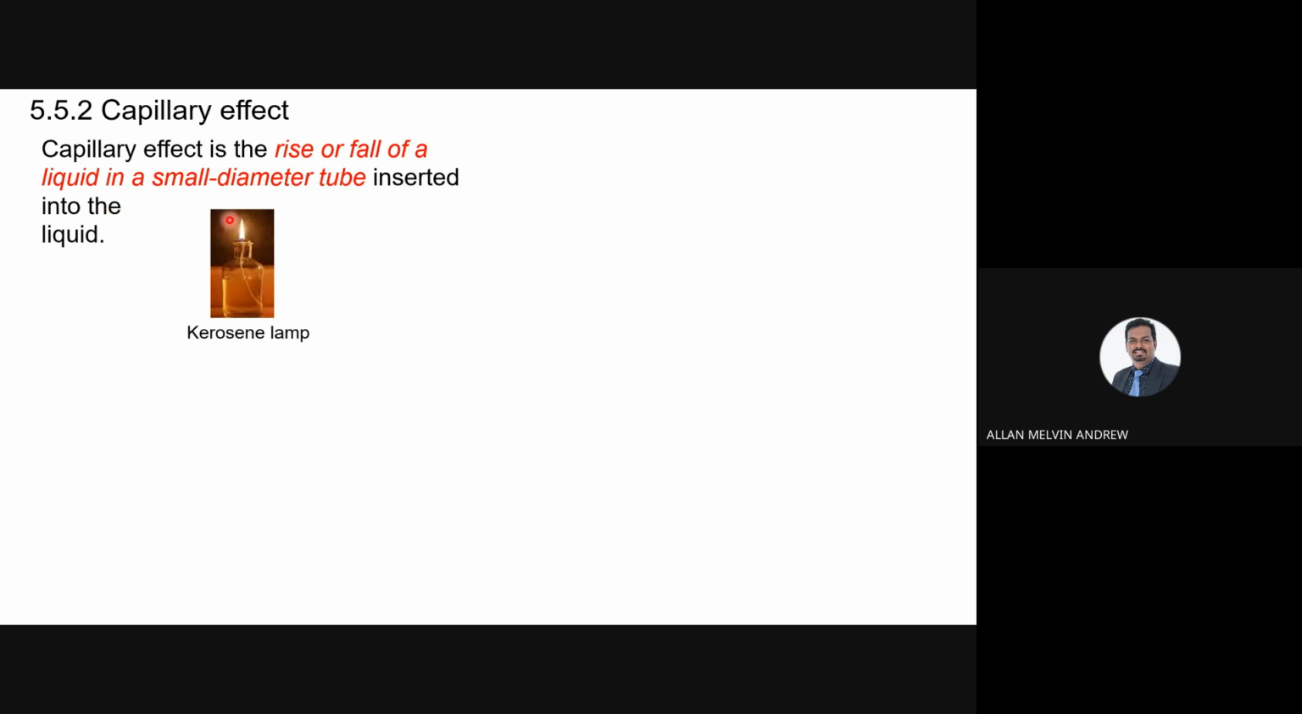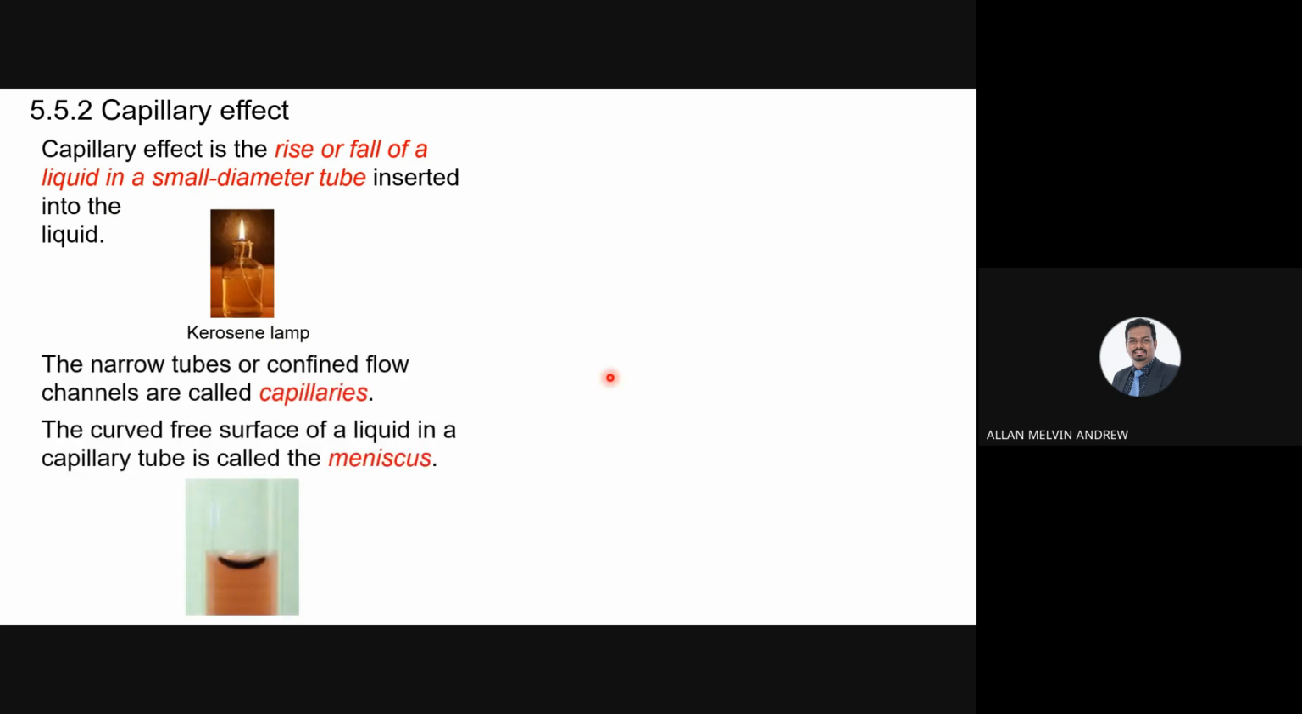Okay, and I'm not sure whether we still have this anymore, but in those times we always used a kerosene lamp. You put kerosene inside, and you have a thread which is used to light up the room. All these use the capillary effect.